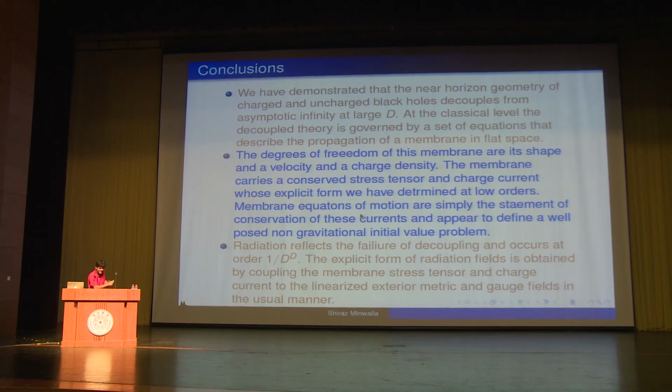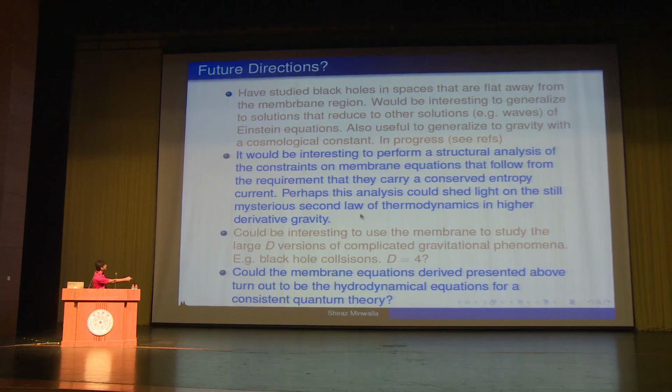There's no barrier to taking this expansion to d to the power 26 if you're good at mathematics. Membrane equations of motion are simply the statement of conservation of these currents and appear to define a well-posed non-gravitational initial value problem. Radiation reflects the failure of decoupling and occurs at order 1 by d to the power d. The explicit form of the radiation fields is obtained by coupling the membrane stress tensor and charge current to linearized exterior metric and gauge fields in the usual manner. Okay, and then there's lots of things that one could try to do, some of which are being done and some of which are more ambitious. Thank you.